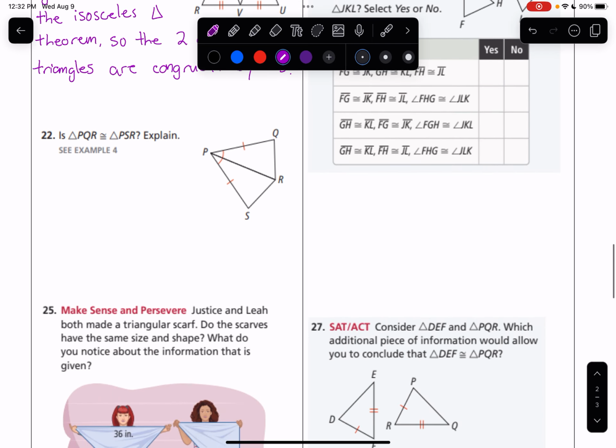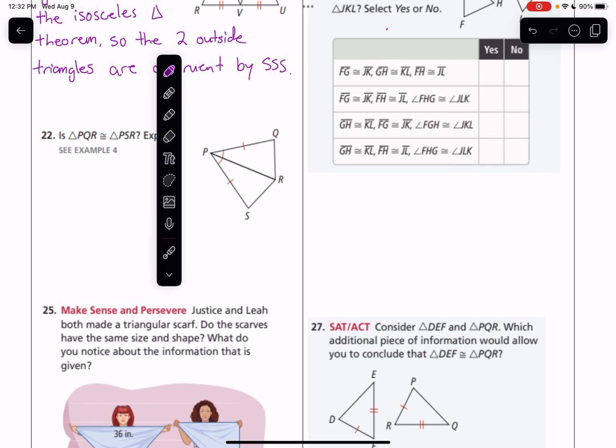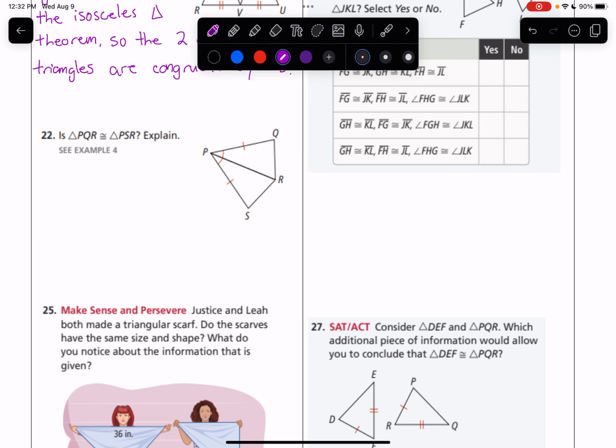Number 22 is triangle PQR congruent to triangle PSR, and explain what we've got. Oops, I didn't know I could do that. How do I change that? There we go. Okay.